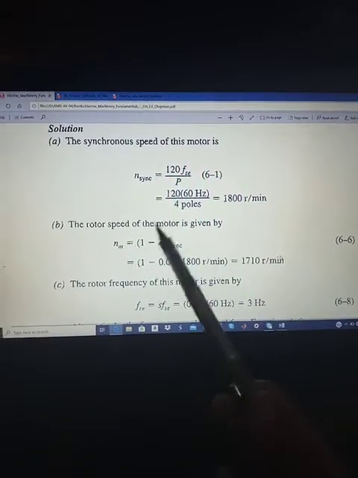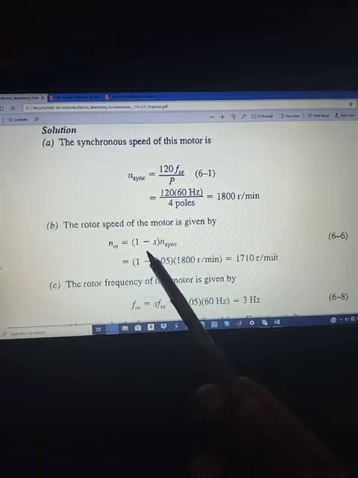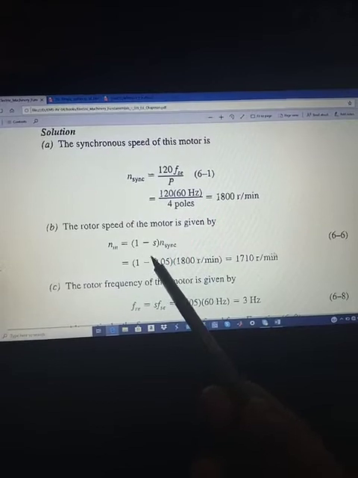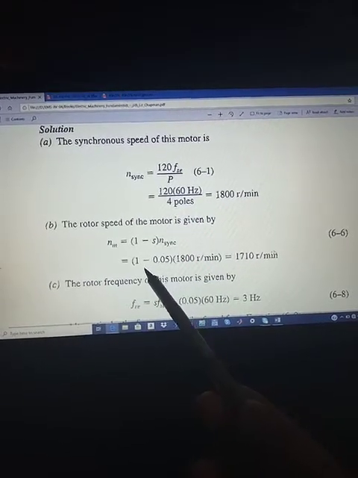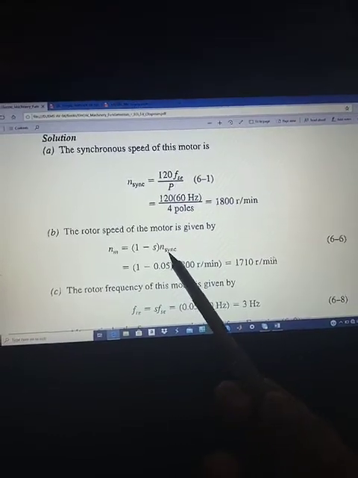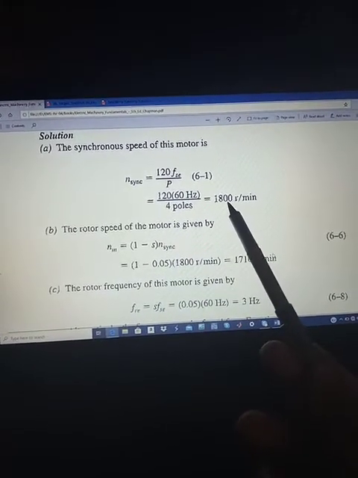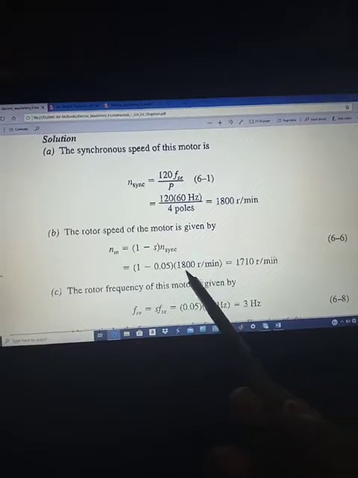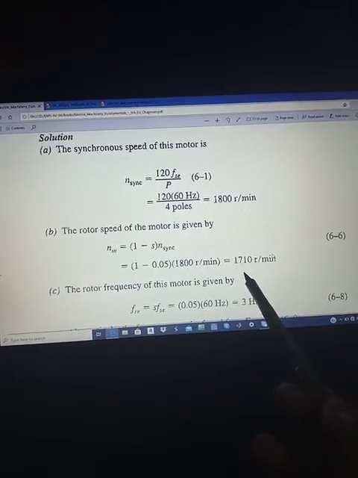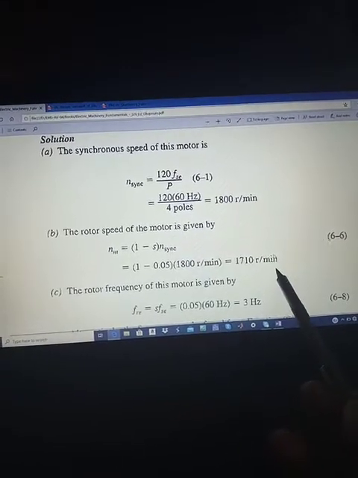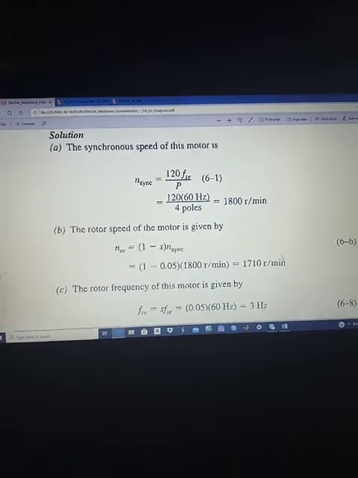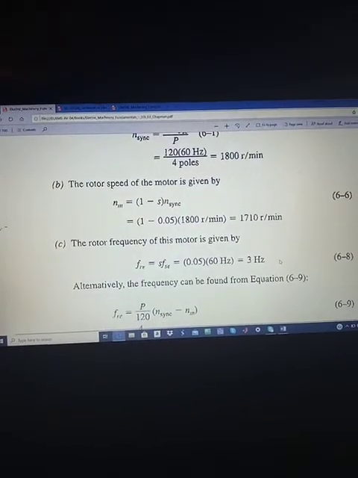Now in part B we are asked about the rotor speed of the motor. We know that the rotor speed is 1 minus slip times the synchronous speed. The slip is 5%, so 1 minus 0.05, and the synchronous speed we have calculated as 1800 rpm. Computing this we will get 1710 rpm.